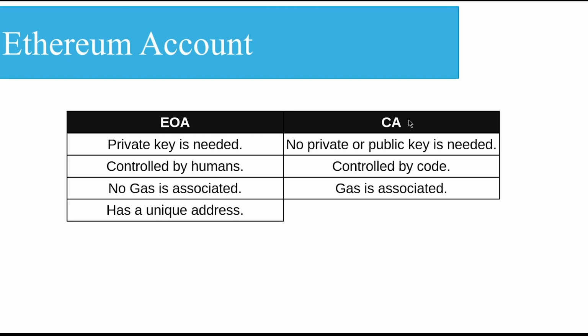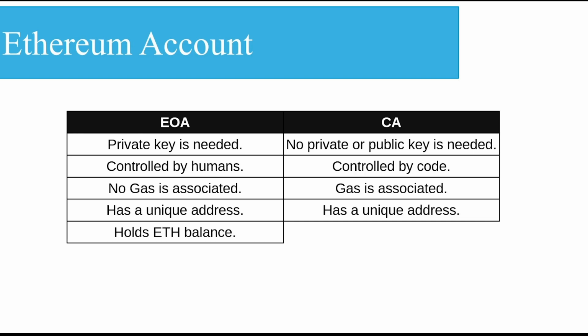Our externally owned account has a unique address, and we have seen that also. Why do we need a unique address? So that we can access our externally owned account, our Ethereum account. In the same way, our contract account also needs a unique address so that we can access it. An externally owned account can hold an ETH balance, and we have seen that our wallet holds a certain amount of Ether. In the same way, our contract account can also hold a certain amount of ETH balance.